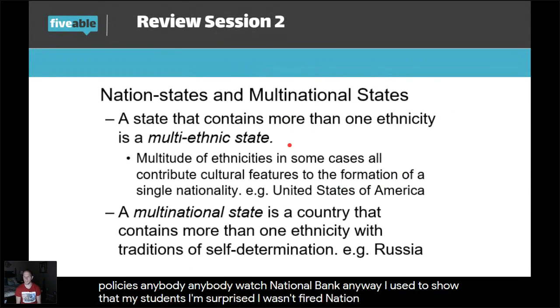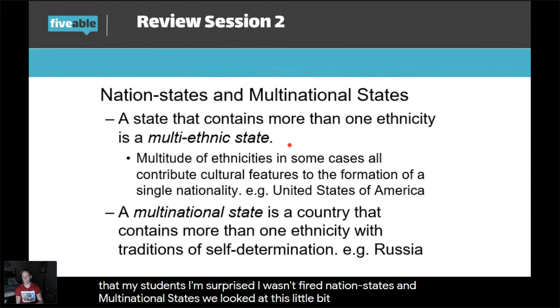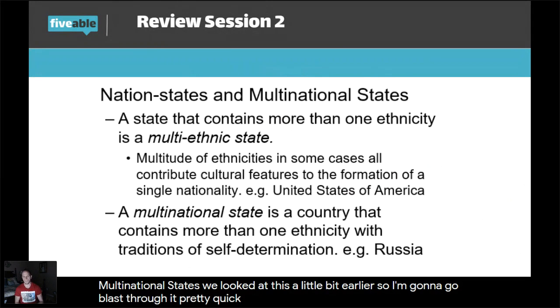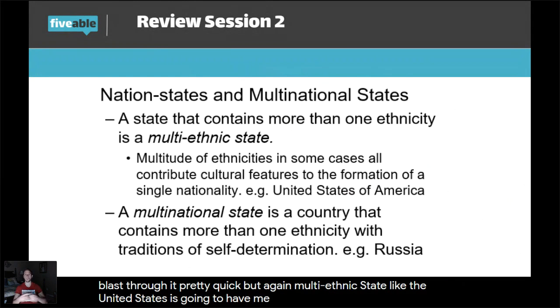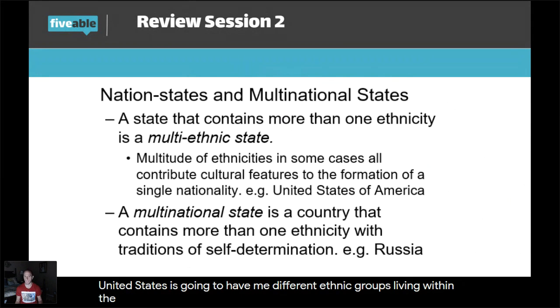Nation states and multinational states. We looked at this a little bit earlier, so I'm going to kind of blast through it pretty quick. But again, a multi-ethnic state like the United States is going to have many different ethnic groups living within the boundaries of the state, but they're not looking for establishing their own government within that territory.